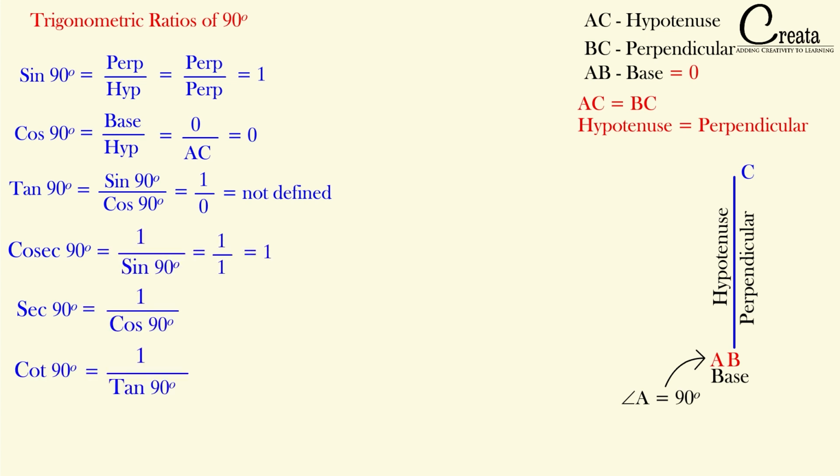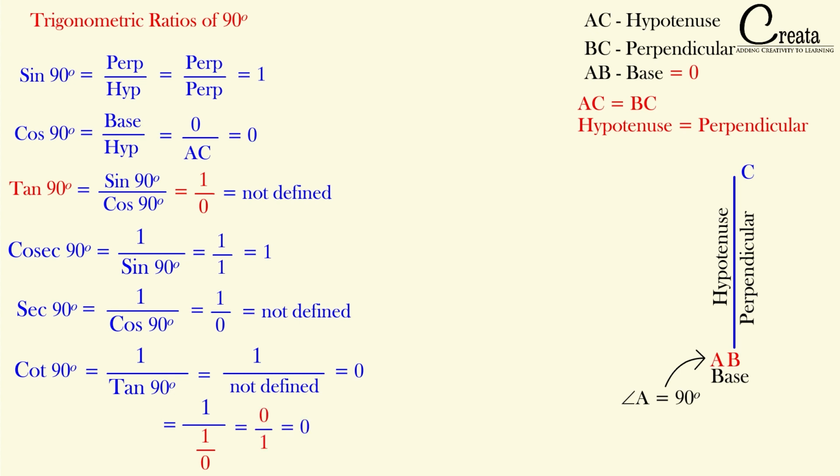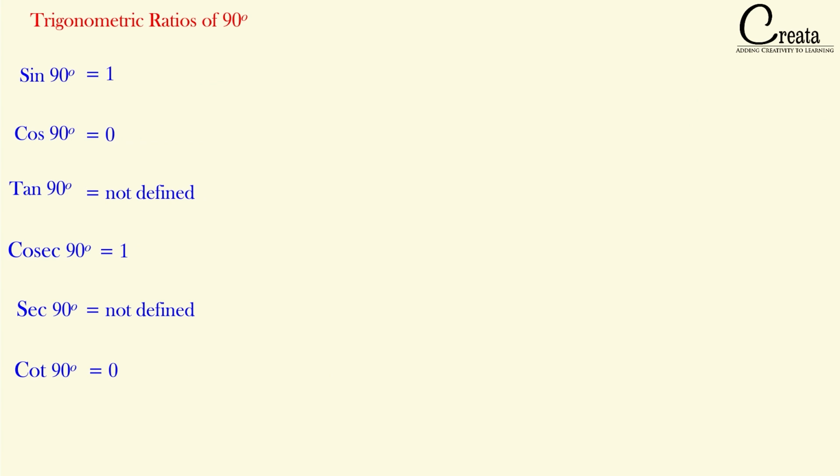Cosec 90 degrees will be equal to 1. Sec 90 degrees will be equal to 1 upon 0, that is not defined. And cot 90 degrees will be equal to 1 upon not defined, that is equal to 0. How is it 0? Basically tan 90 degrees is equal to 1 upon 0, and cot 90 degrees will be the reciprocal, that is 0 upon 1. So 0 upon 1 is equal to 0. So we got cot 90 degrees is equal to 0. So we got all the 6 trigonometric ratios for 90 degrees.